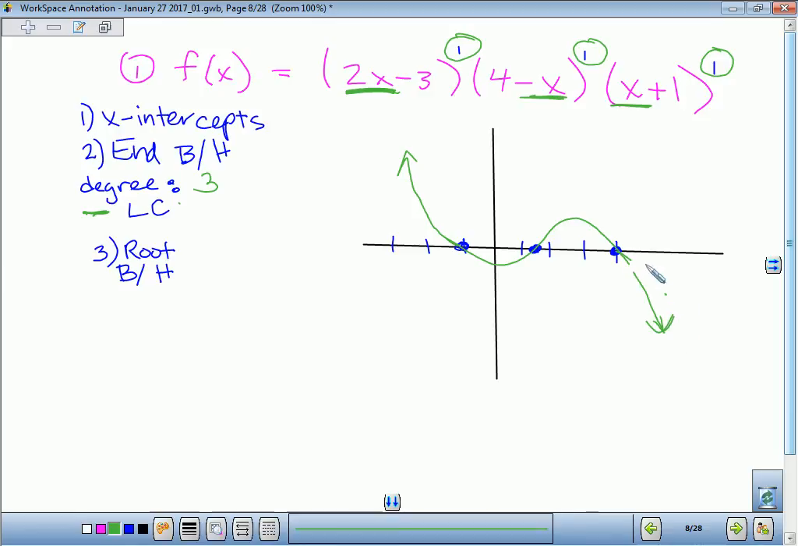Okay. Hopefully yours looks better than mine. Now, are these 2 points located in the right spot? Probably not. But I'm not grading that. What I'm looking for is a sketch that has accurate x-intercepts, accurate end behavior, and accurate root behavior. Cool. I like this too.